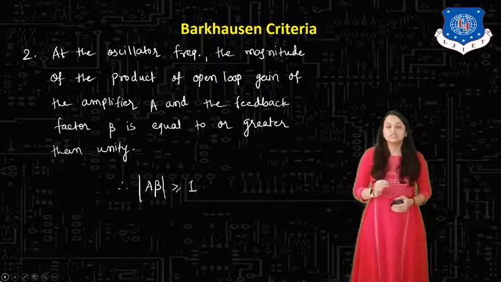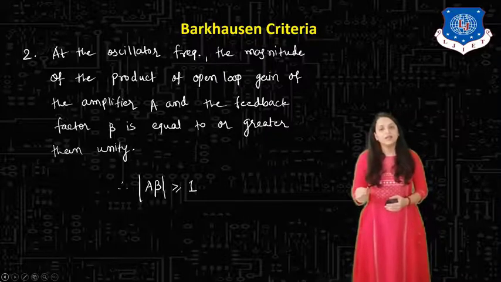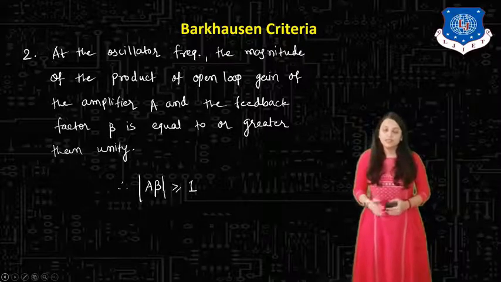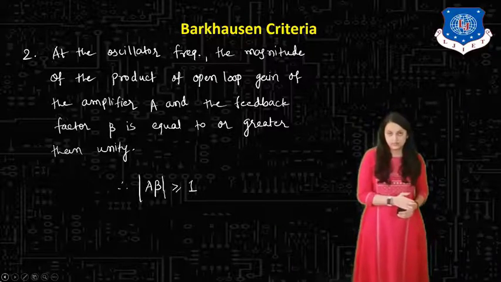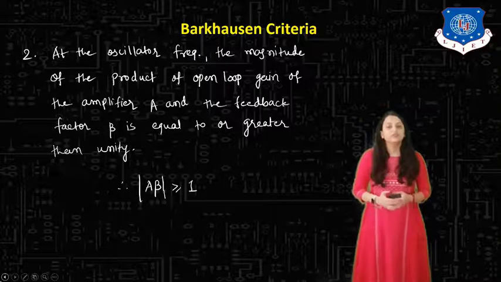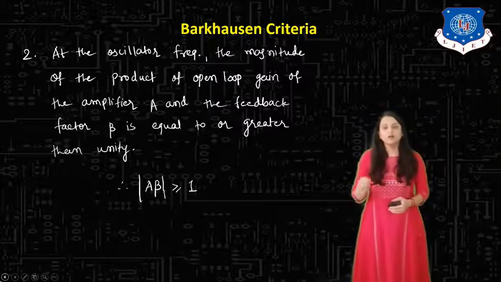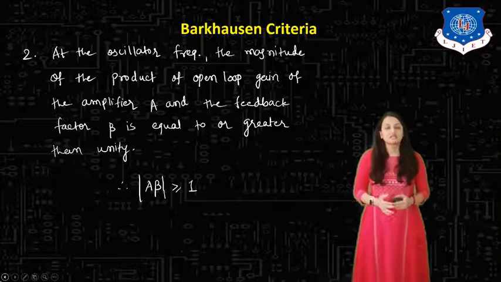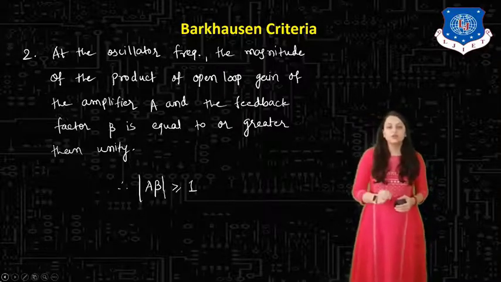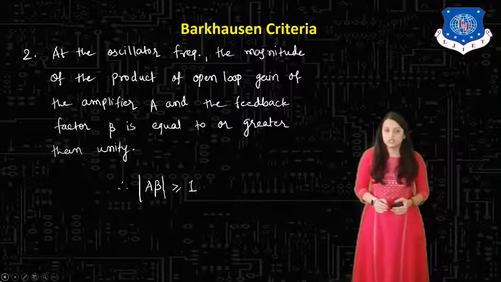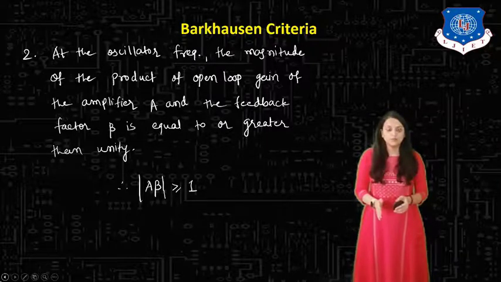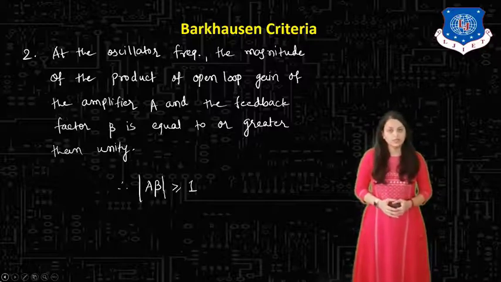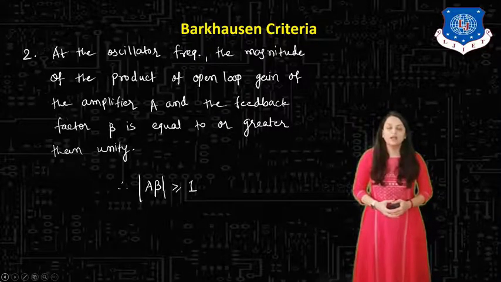Remember that, let's say for example, the amplifier gain is 29. To make the A beta product 1 or greater than 1, we need to take beta as 1 by 29 to make it 1. That's why we should select the values of amplifier gain and beta such that the magnitude becomes greater than or equal to 1. Clear? So this was Barkhausen criteria.